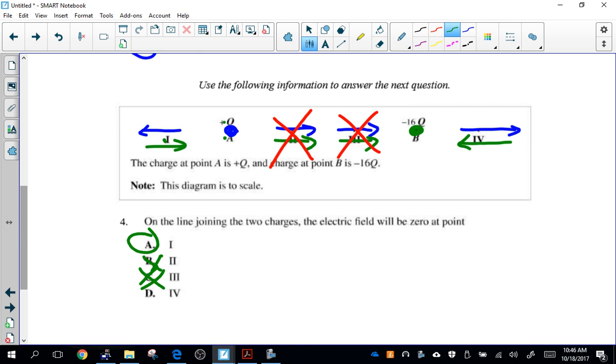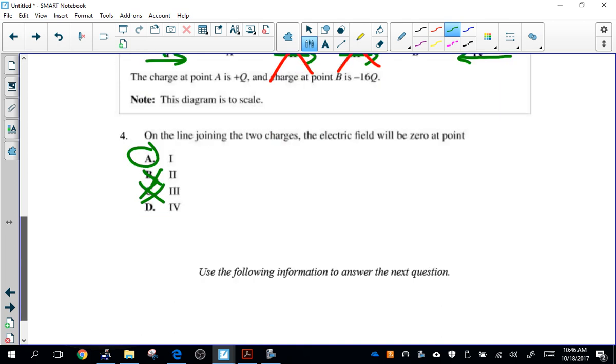But if I go over here, look, not only am I close to B, which gives me a big field, B is actually a much bigger charge, which gives me an even bigger field than that caused by A. So they're both opposite directions, but only A gives me 0 net electric field.